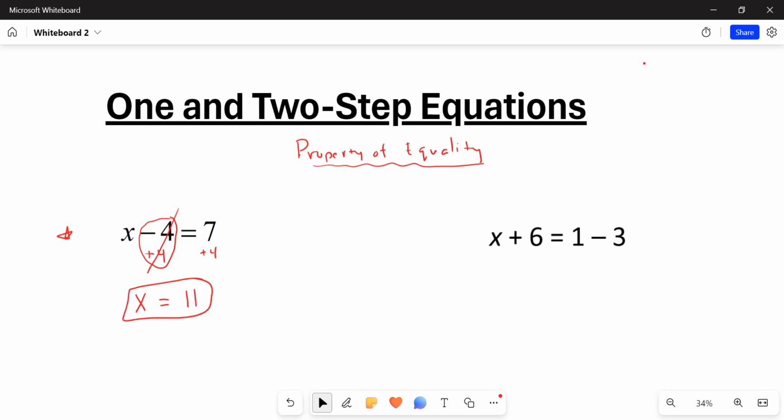And so you can always check your answer by plugging it into the original equation to make sure it's true, which is why you can do them in your head many times.